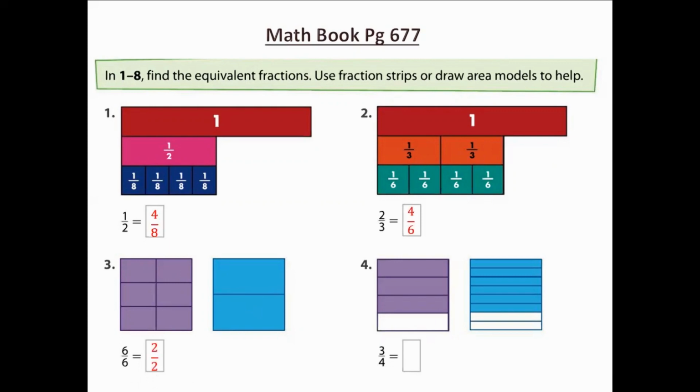Question number 4. We have here 1, 2, 3, 3 shaded parts out of 4 equal parts. Let's count the second shape. We have here 1, 2, 3, 4, 5, 6. We have 6 out of 8 equal parts. So 3 out of 4 is equivalent to 6 out of 8. We can get 3 out of 4 equal to 6 out of 8 by multiplying 3 and 4 by 2.